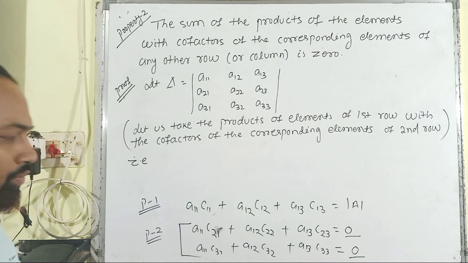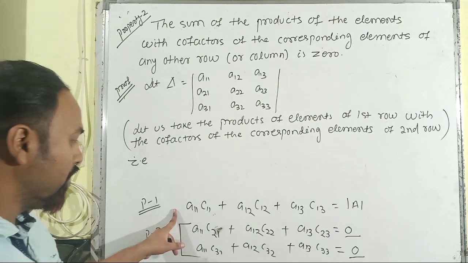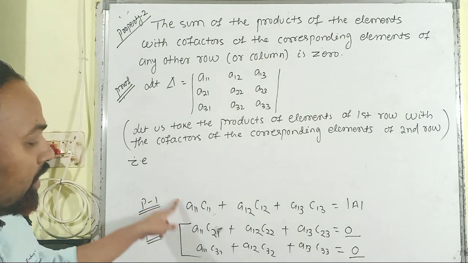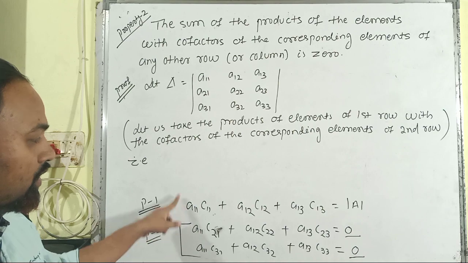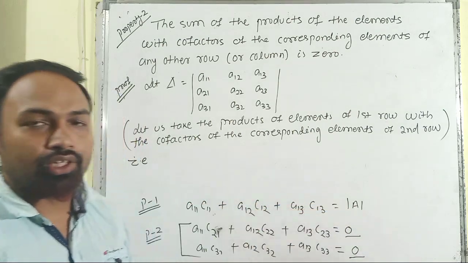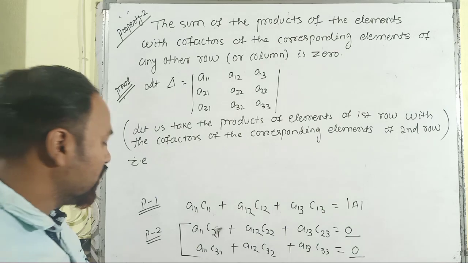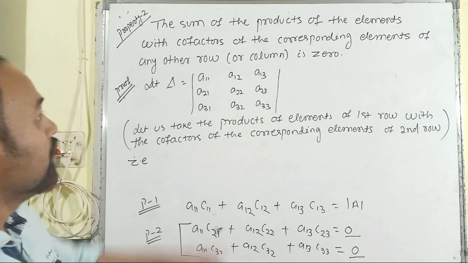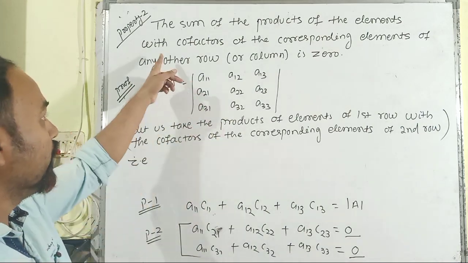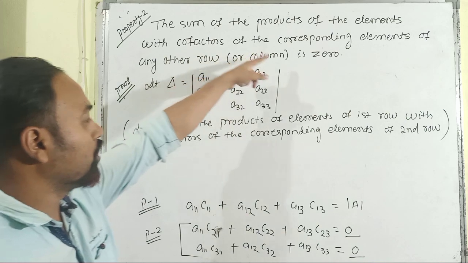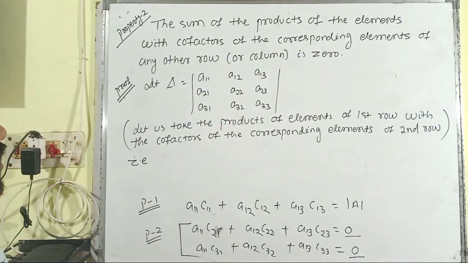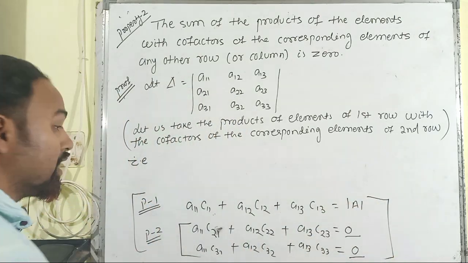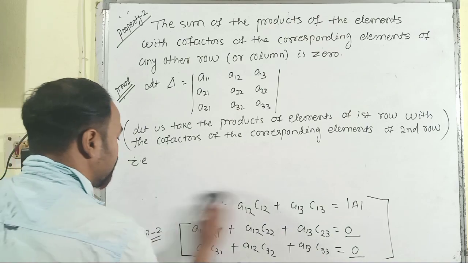Property number 2 gives us a different result, because in property number 1 we have to sum the products of all of the elements of any row with their corresponding cofactors, and then the sum will give us the determinant of that given matrix. But in property number 2, the sum of the products of the elements of any row with the cofactors of the corresponding elements of any other row is equal to 0. So here is the total analysis of property number 1 and property number 2. Let us prove it.